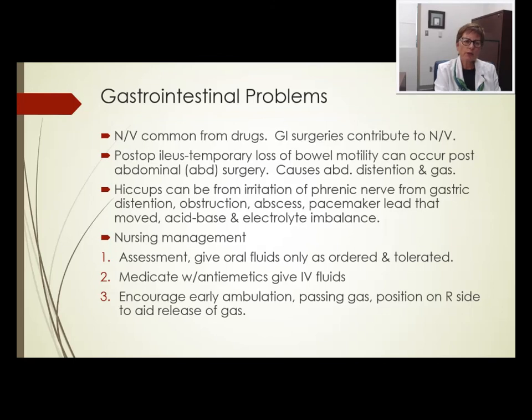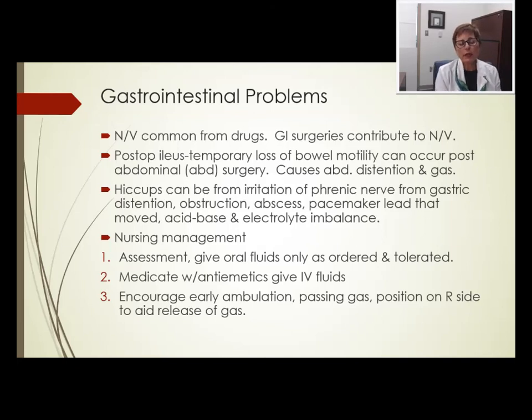The GI problems we might see are nausea and vomiting, which is common from the drugs that are given in the OR. And of course, GI surgeries contribute to that nausea and vomiting. You might see post-op ileus, where the bowel doesn't move. It's temporary, but it can occur post-abdominal surgery. It causes a lot of pain, abdominal distension, and gas. And it can be from the patient not moving after bowel surgery. They have to get up and move.